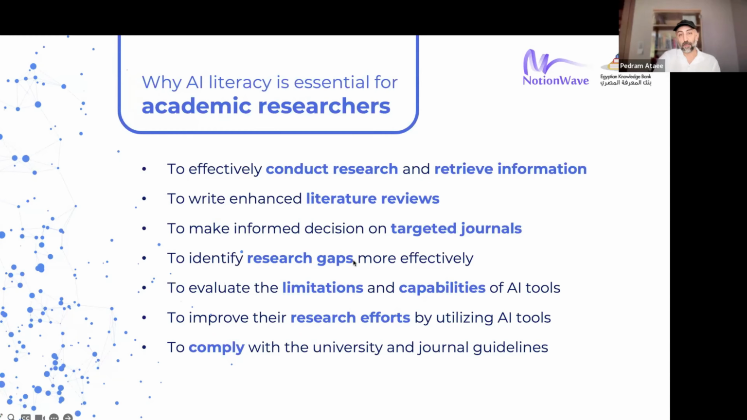Academic researchers can use AI to find the right targeted journals. We can submit our work to different journals, but which journals are the most relevant and effective ones? We can use AI to detect that for us. We can use AI for identifying research gaps very efficiently. We are going to show a sample today. Academic researchers must evaluate the limitations and capabilities of AI for the sake of understanding the right way of using it, and many, many more.